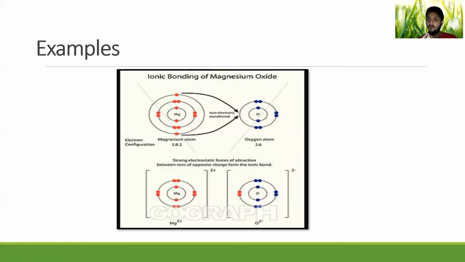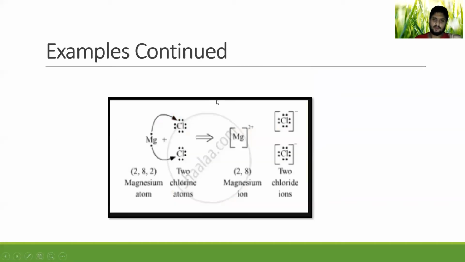So this is the way that magnesium and oxygen react and are able to obtain these particular charges. Remember always that a metal will always gain a positive charge, and a non-metal will gain a negative charge. So let's look at another, tougher example, because we like to make things tough.